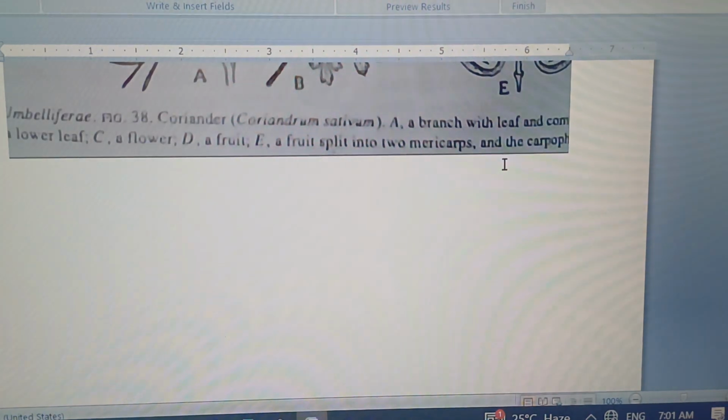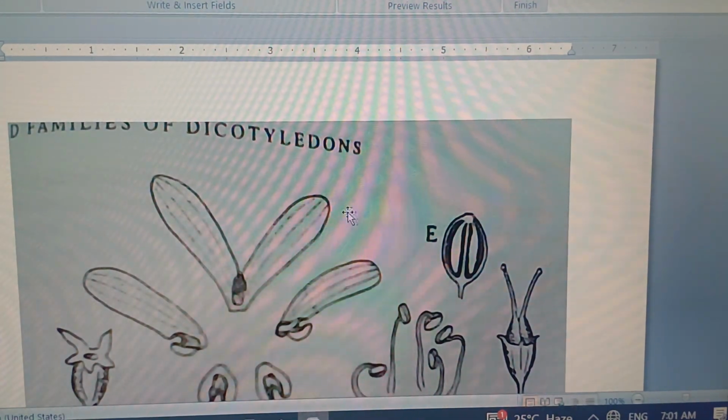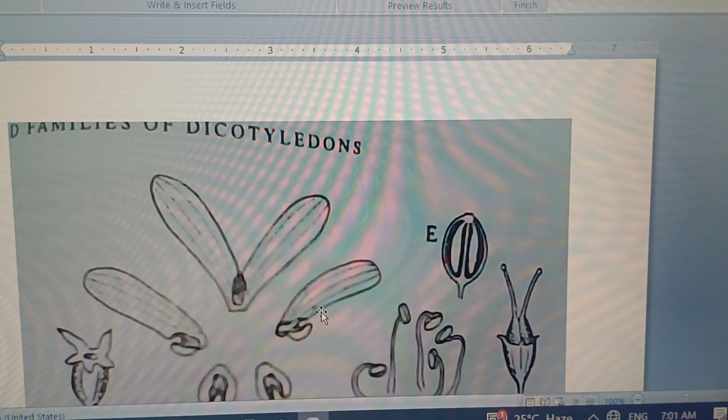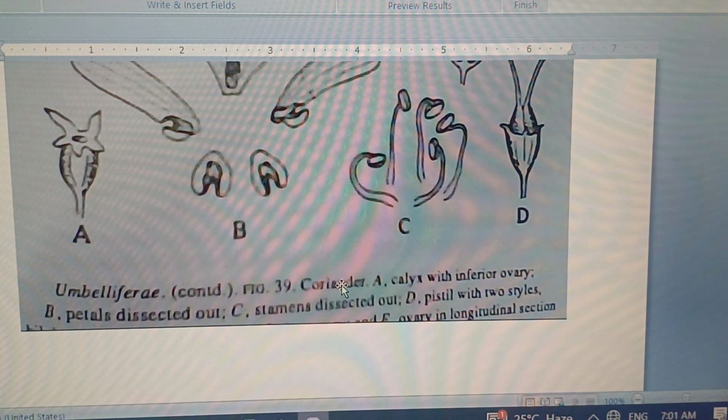Okay, now next slide. You can see how the petals are arranged. Calyx with inferior ovary: this is the calyx region and the ovary is inferior in nature. It is one of the important landmarks in identification.